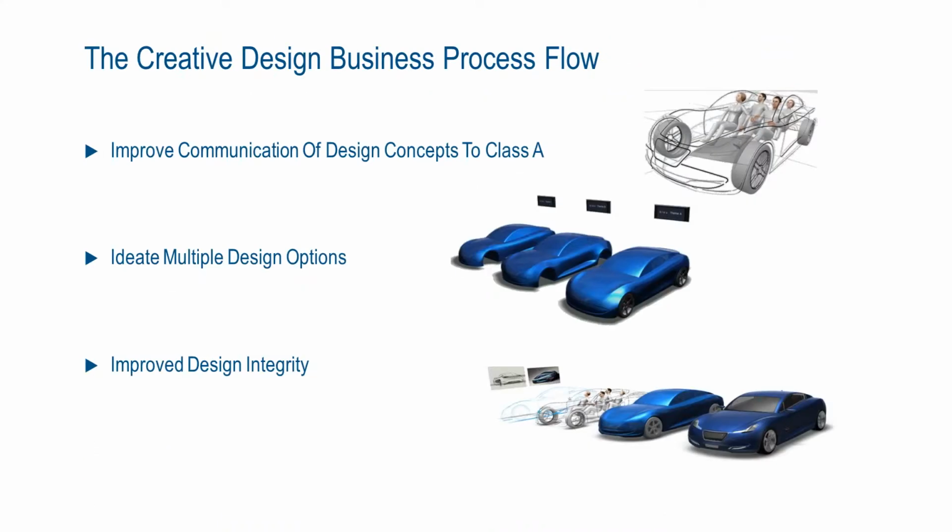So how can the creative design business process flow on the 3D Experience platform help? Well, it improves communication of design concepts to Class A. For example, rapid conceptual modeling to hand off to Class A and engineering groups at an earlier stage. You'll see a lot of examples of that. Ideate multiple design options. So rapid modeling means more themes, and that drives better decisions. And improve design integrity. Communicate design intent while respecting engineering criteria. And that means making your design an intention rather than a result of late communication, obsolete or wrong data, or compressed timing.